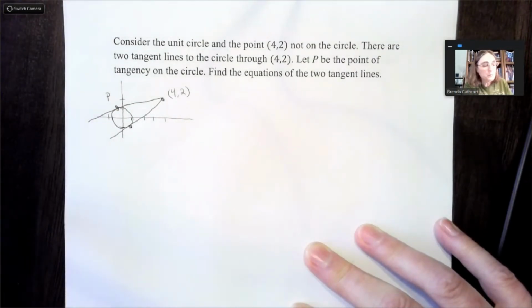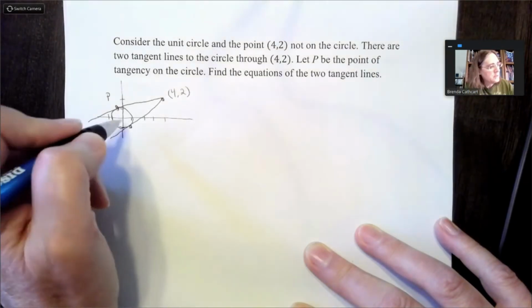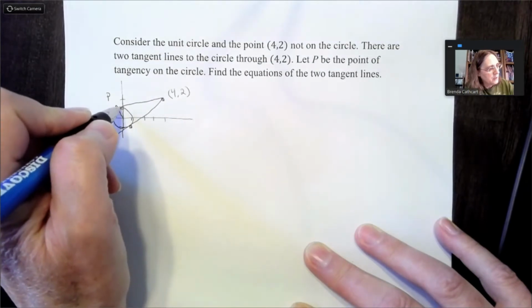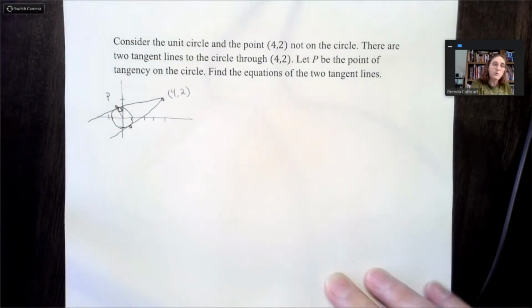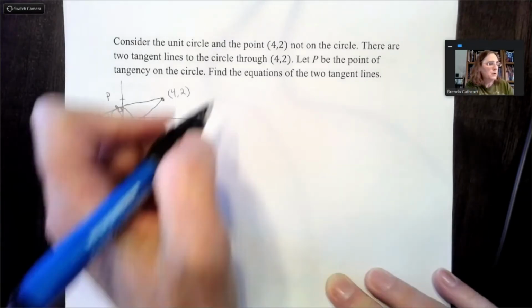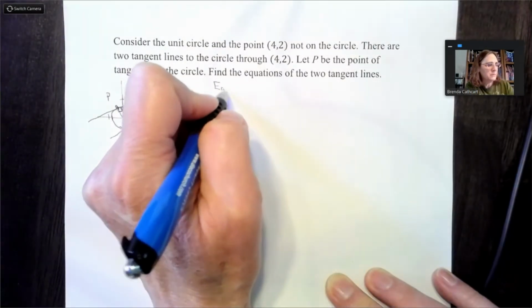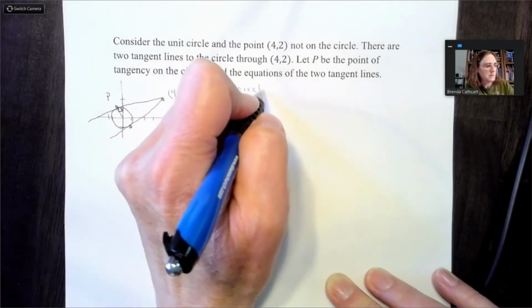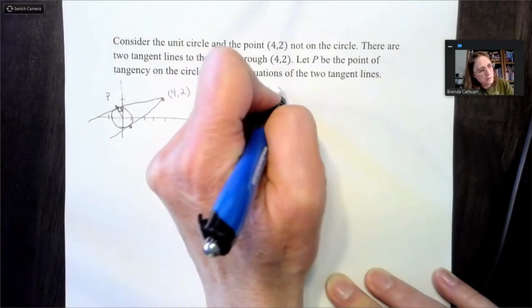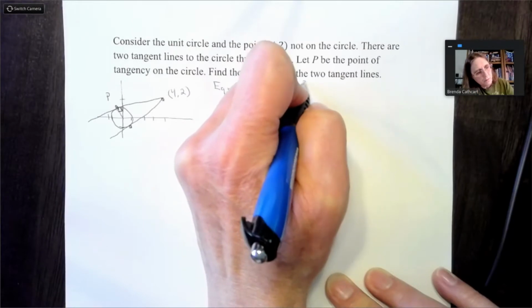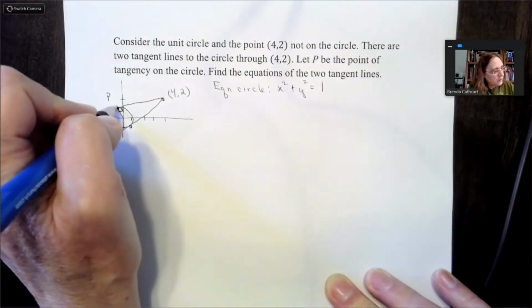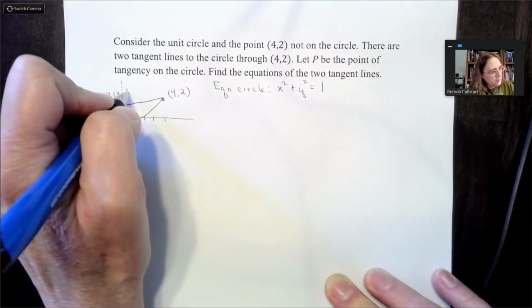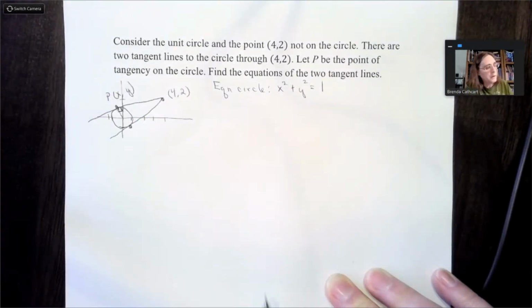Okay, one of the things that we know, of course, is that the line that is tangent to the circle has a slope that is going to be perpendicular to the radius. Okay. So what do we know so far? Well, we know the equation of the circle. Equation of the circle is x squared plus y squared equals 1. And this point P, we can say it has unknown coordinates x, y.